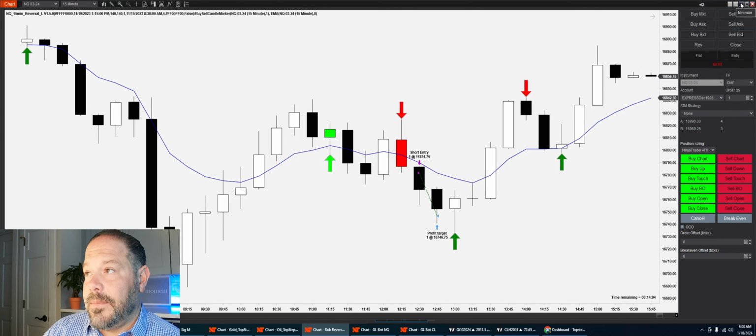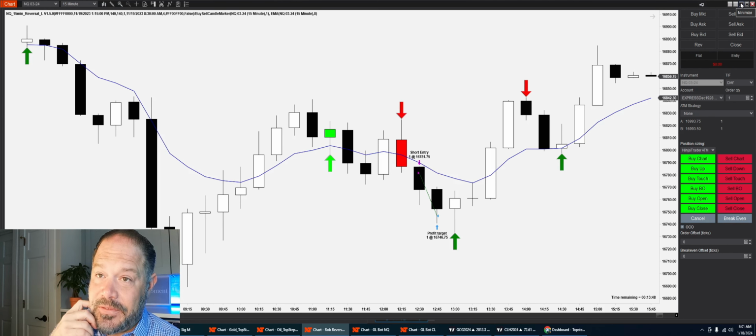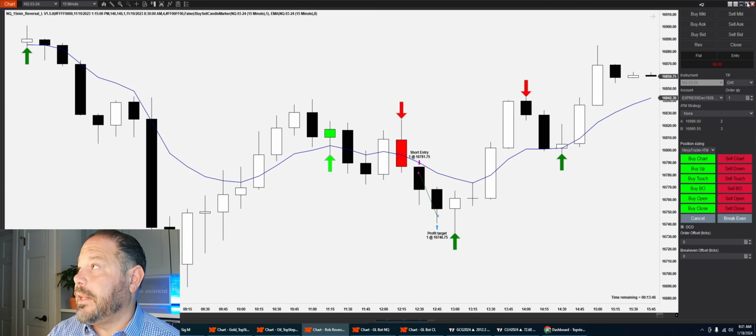So part of me says, you know what? It was a setup that I liked. It's a setup that I trust. It's a setup that's hit 4 times, I believe, in a row. I mean, if I was trading the eval account just with a 15-minute Rob reversal, I'd be pretty damn close to passing the eval.